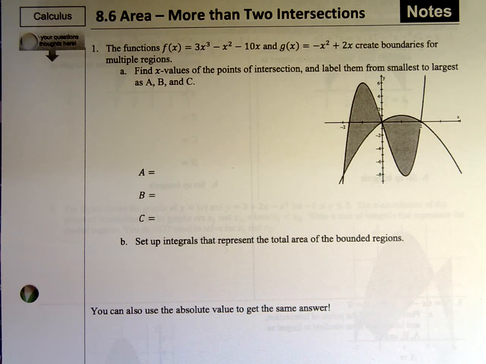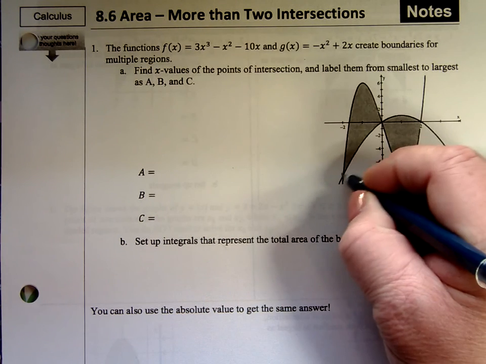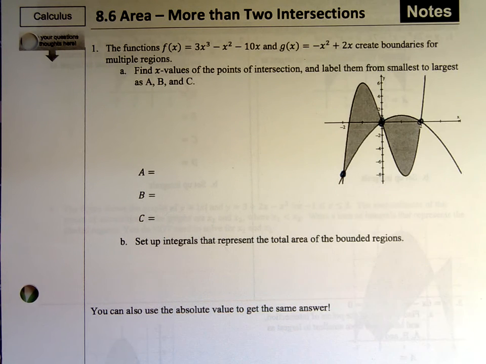This one's talking about finding the area between curves when there's more than one point of intersection, or more than 2 points, I should say, more than 2 points of intersection. So I see this picture here, and you can see that they've got a point of intersection down here. They've got another point of intersection here, and they've got one here. So you've got 3 points of intersection with this.